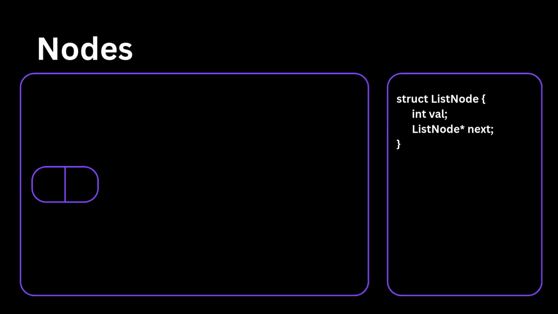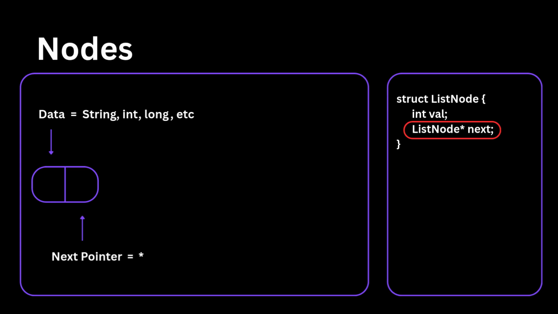Nodes are a data structure that stores two main pieces of information. The first piece being data, which can be in the form of a string, int, long, or etc. And the second being a pointer to the memory address of the next node in our list. Let's show this with an example.